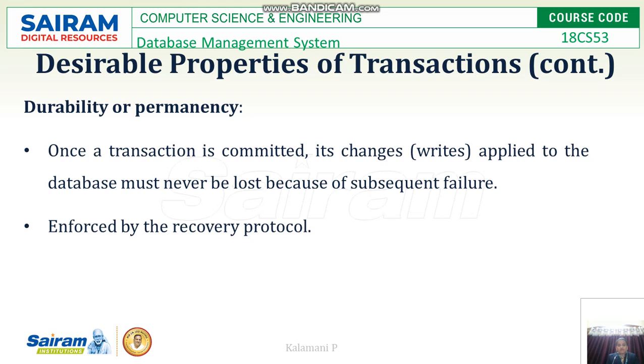So these are the four important properties of transactions, called ACID properties: atomicity, consistency, isolation, durability or permanency. For each property, a corresponding protocol is responsible, either the recovery protocol or the concurrency control protocol. Especially in a multi-user environment, each transaction should enforce these four properties. Then only will the transaction be executed successfully with the correct output. So that's all about the properties of transactions.